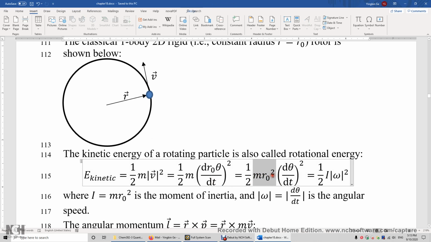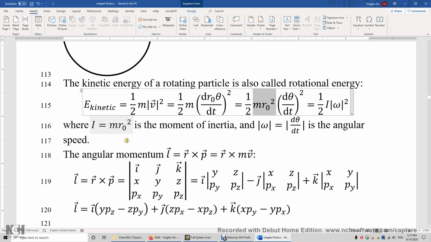M times r0 squared is the moment of inertia. So the final result is 1/2 times the moment of inertia times the angular speed squared. So d theta over dt is the angular speed, denoted by omega. Again, the angular momentum of a rotating particle is L.